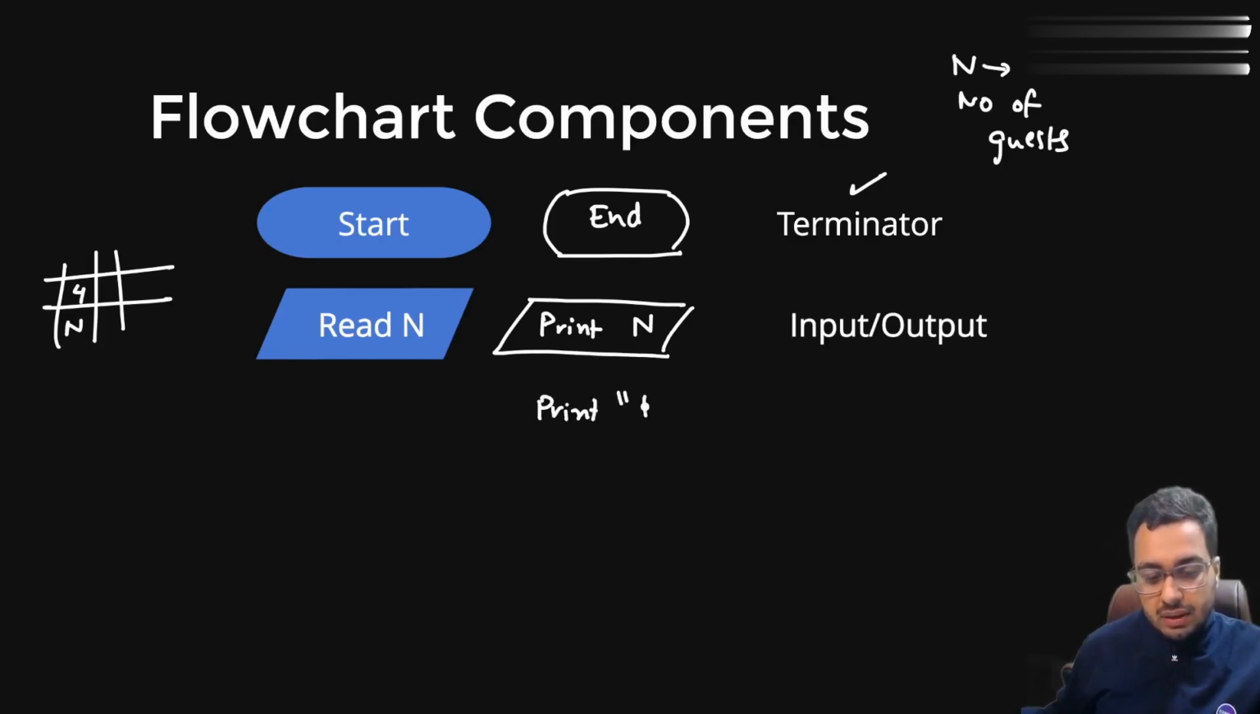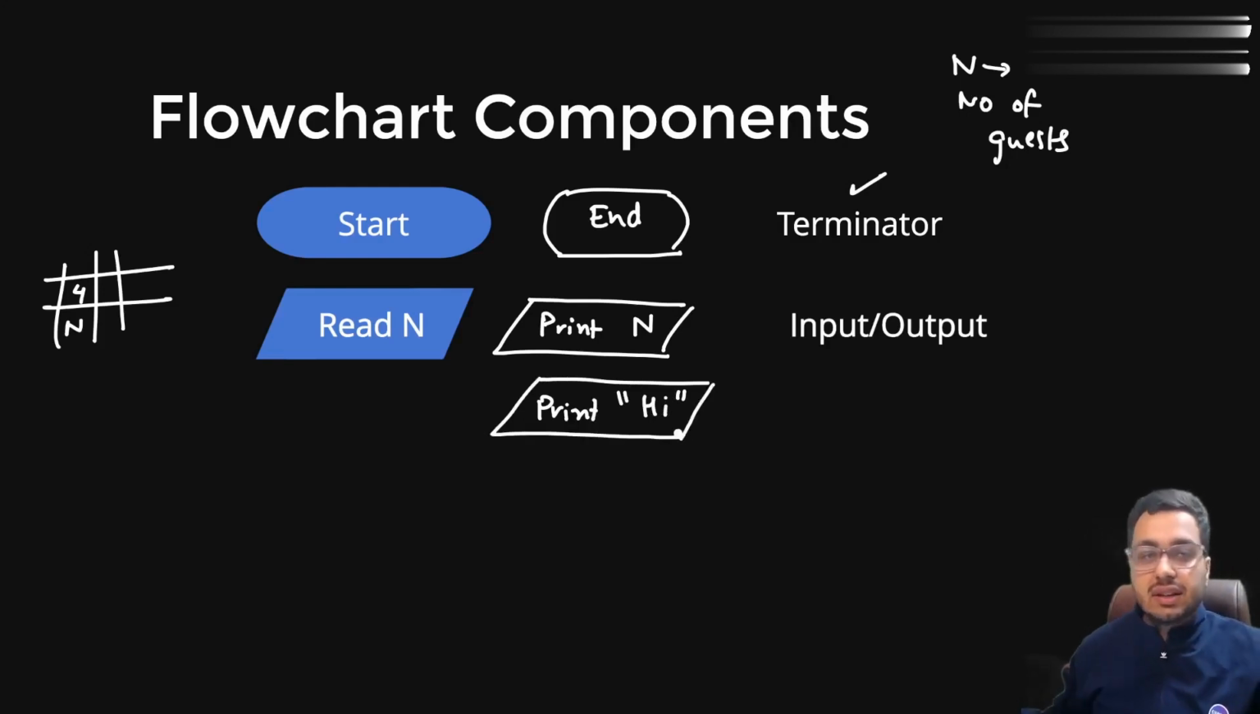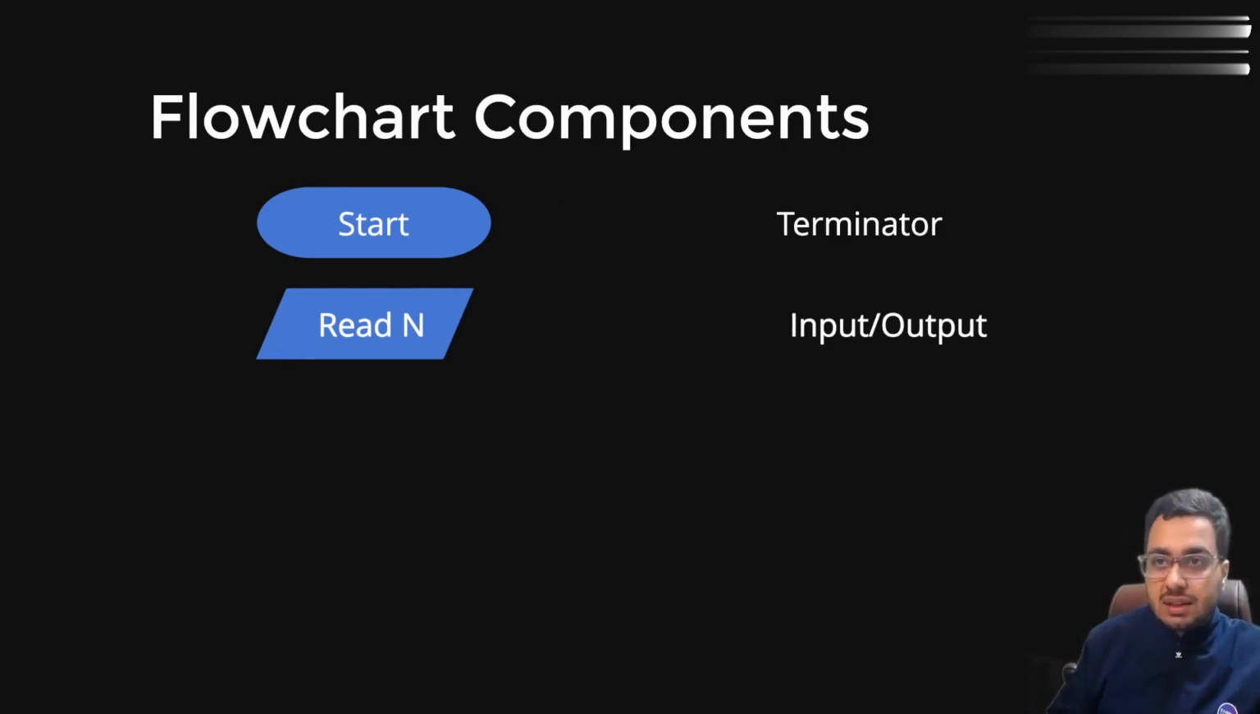Suppose you want to print something directly, suppose you want to print hi. Anything that you want to display as it is is written inside double quotes. So these are double quotes, and here you're writing n, so this will actually print the value 4. It will not print n because it will print the value of n. I hope these two components are clear.